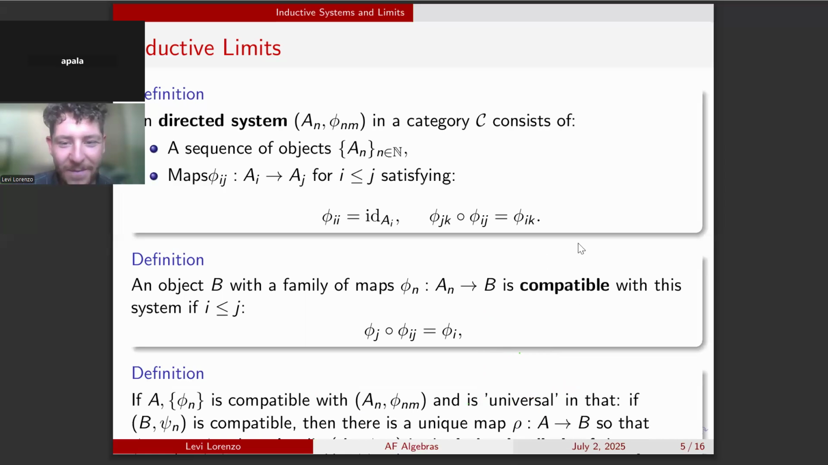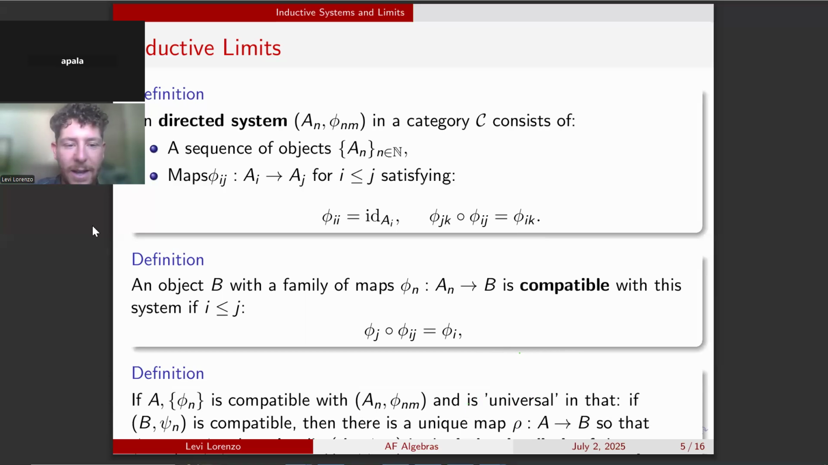So basically, if you have a compatible object to a directed system that is universal, in that any other compatible system maps onto this one, and the maps compose in the right order.